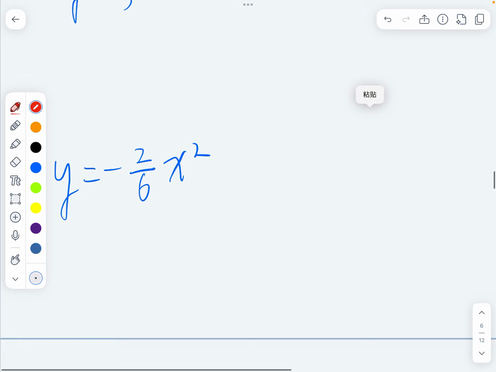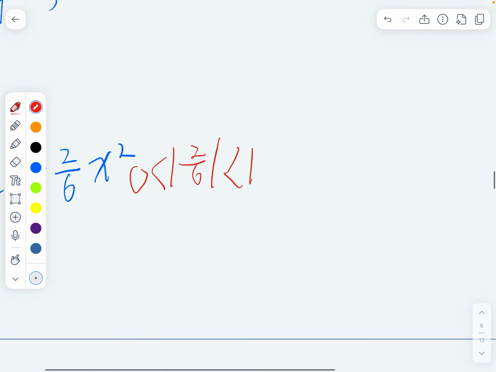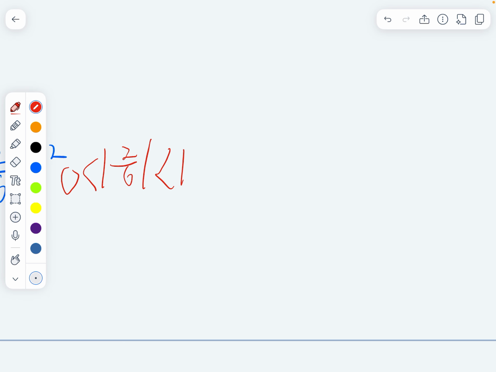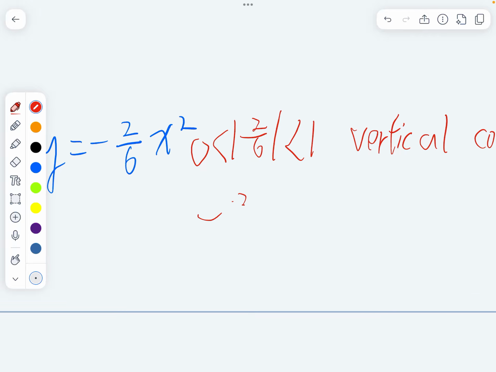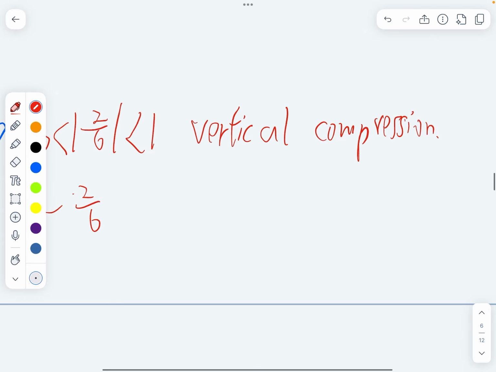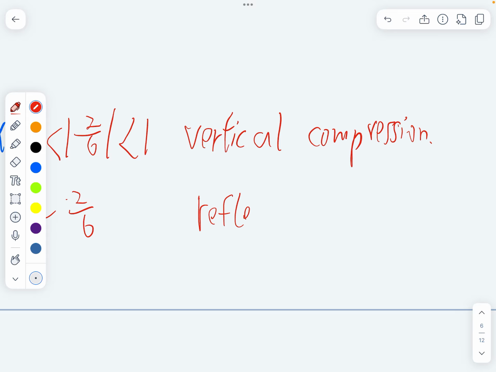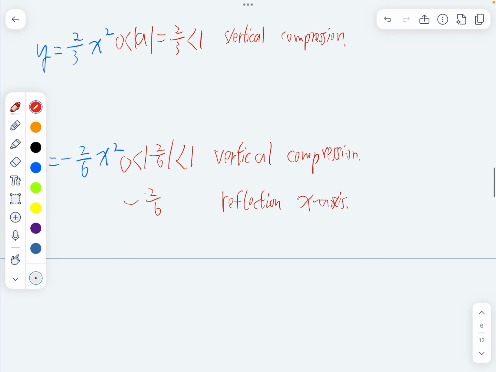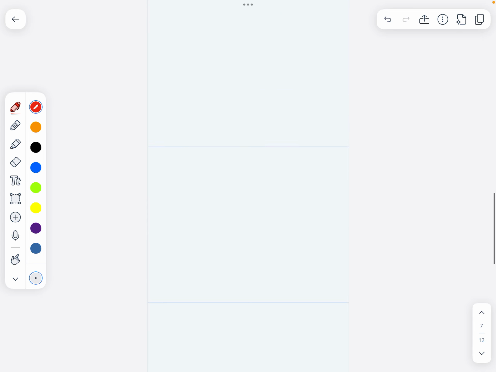The third one is 2 over 6, equal to 1 over 3, which is greater than 0 and smaller than 1, so it's also a vertical compression. And it also has a negative 1, so it's also a reflection in the x-axis. That's the end of this section.